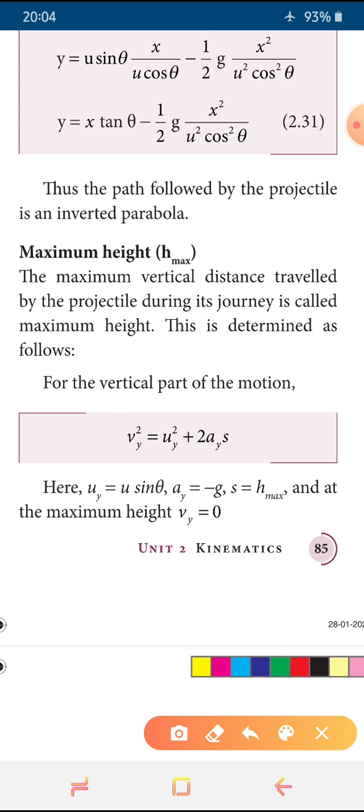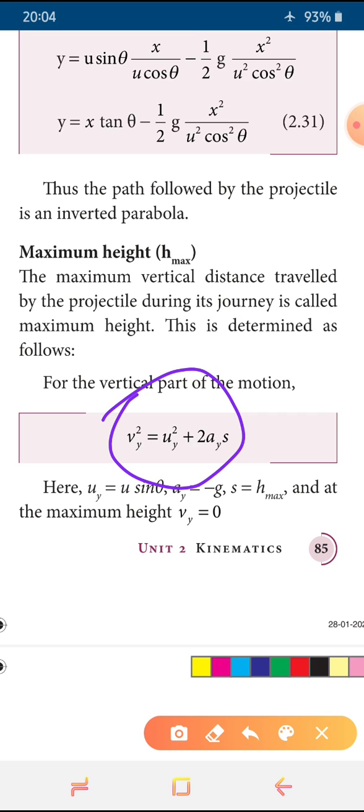Okay, so for the vertical part we can write the formula v square is equal to u square plus 2as. Substituting into it for the vertical, we can write the formula vy square is equal to uy square plus 2ay s. Yes, and now we are substituting uy is equal to... If you understand the starting basics, then it is easy, because we keep repeating the same formula.